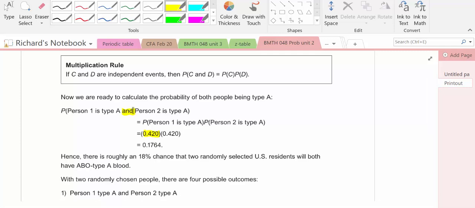So the probability that person 1 is type A blood is 0.420. The probability that person 2 is type A blood is 0.420. The probability that person 1 and person 2 are both type A is the product of 0.420 times 0.420, which is 0.1764. So like an 18% chance that two randomly selected US residents will both be ABO type A blood.